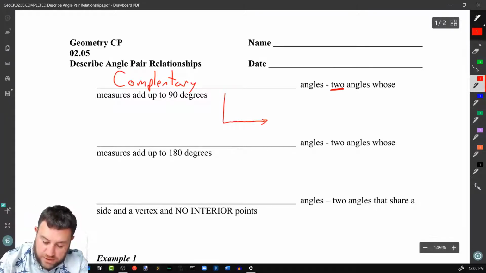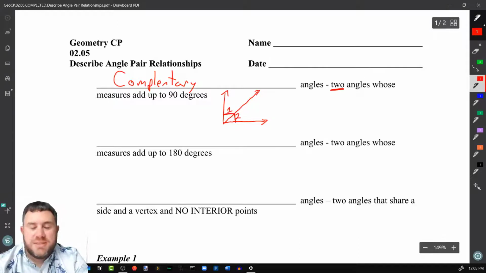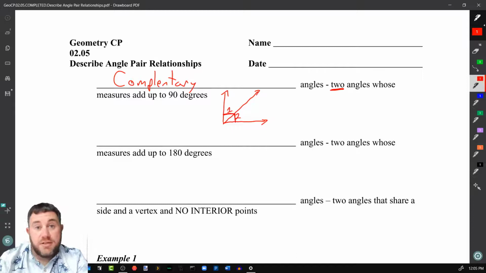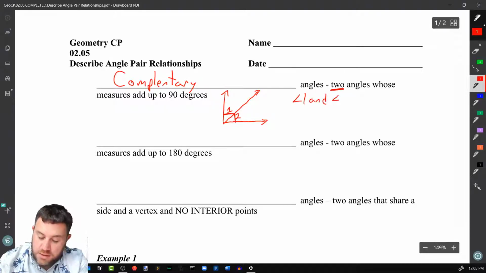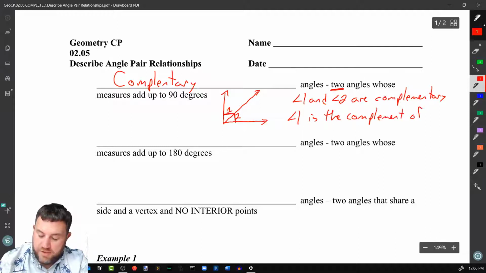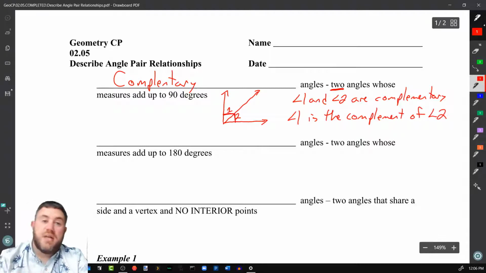Here is a little picture, and oftentimes you'll see them like this. This would be angle 1, this would be angle 2. And we have our perpendicular box, and that tells us that the whole thing is 90 degrees. And so we know that those two angles have to add up to that 90 degrees. So we would say angle 1 and angle 2 are complementary. And we could say angle 1 is the complement of angle 2. We could also say angle 2 is the complement of angle 1.